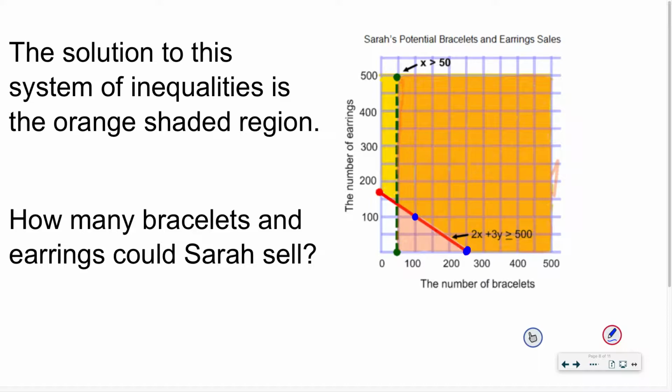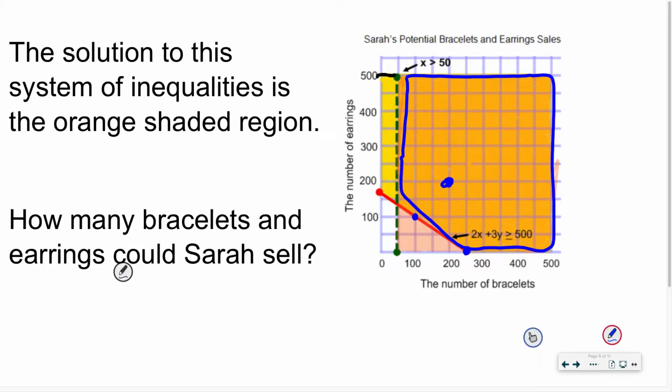What represents the solution set? What color? Orange. Anything in the orange. Can you give me a coordinate in here? 200, 200. Yeah, that's there. That's in the solution set. Anything in here, any coordinate in there is going to be a solution. It's going to be more than 50 bracelets and it's going to be $500 or more.